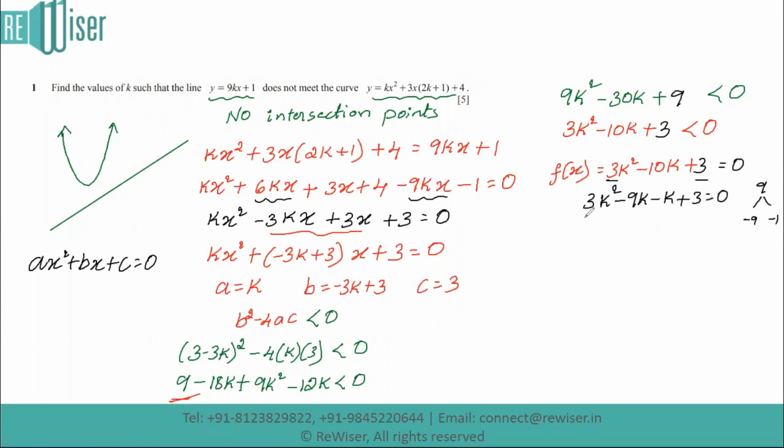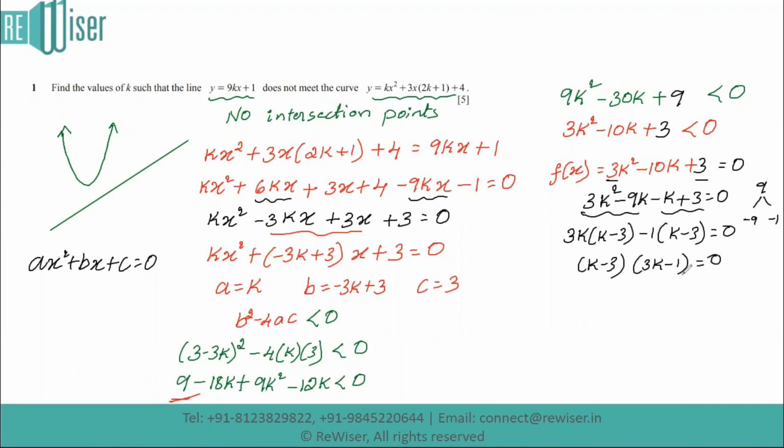And when I factorize this, I'm going to group two terms. If I take 3k common out, I'll be left with k − 3. And here, taking minus 1 common out, I'll be left with k − 3 again. So if I take k − 3 common out, I'll be left with (k − 3)(3k − 1) = 0.